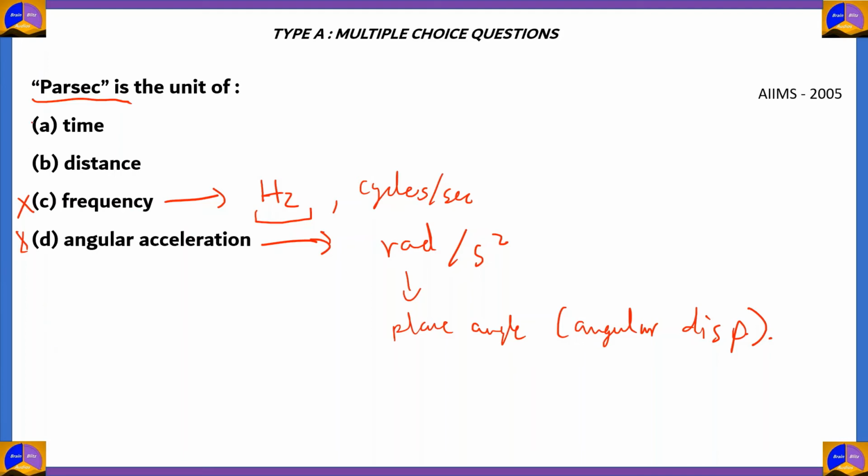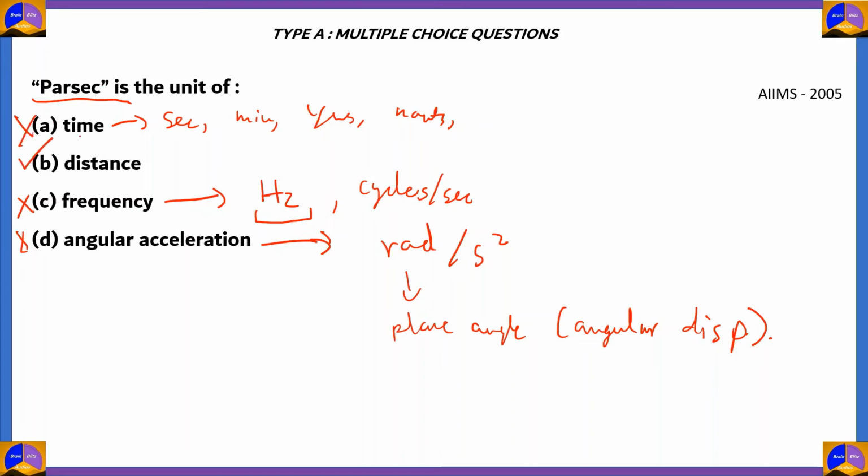Now, what about option A, time? Since it's written as parsec, you might think that it has something to do with time, but no, time is not the actual quantity for which parsec is a unit. The units of time are seconds, minutes, years, months, millennia, eras, microseconds, nanoseconds, etc. But there is nothing called a parsec. So option A is incorrect.